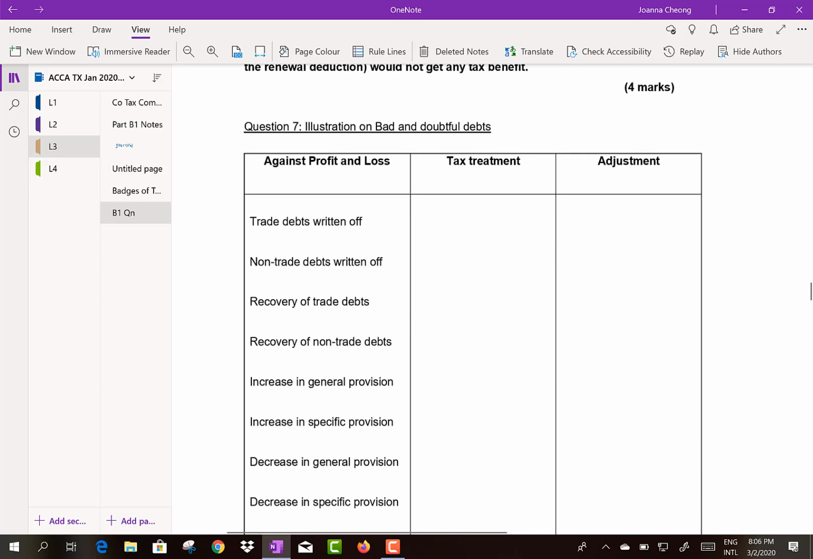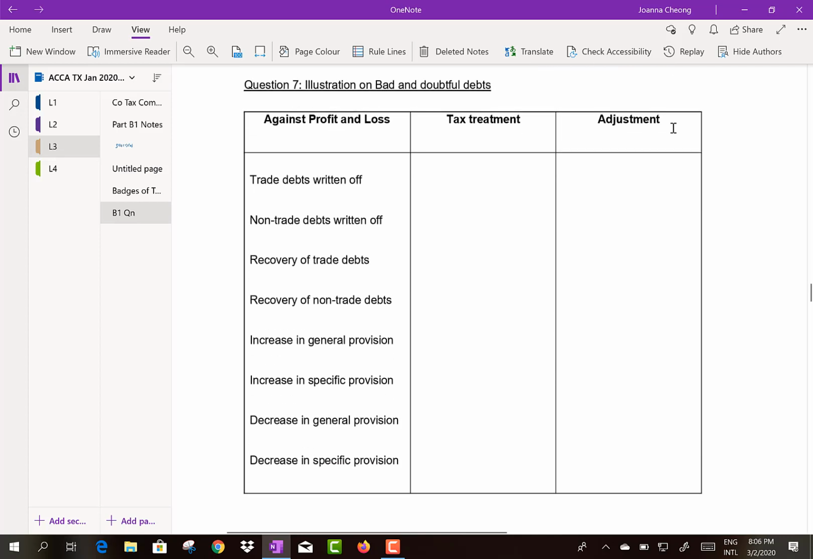Okay, now look at question number 7. So if I've written off trade debt, is it deductible against your trade income? Yes, because it's trade debt. Hence, it's deductible. If it's deductible, what adjustment do you do? No adjustment, correct. Non-trade is not deductible. So, add back.